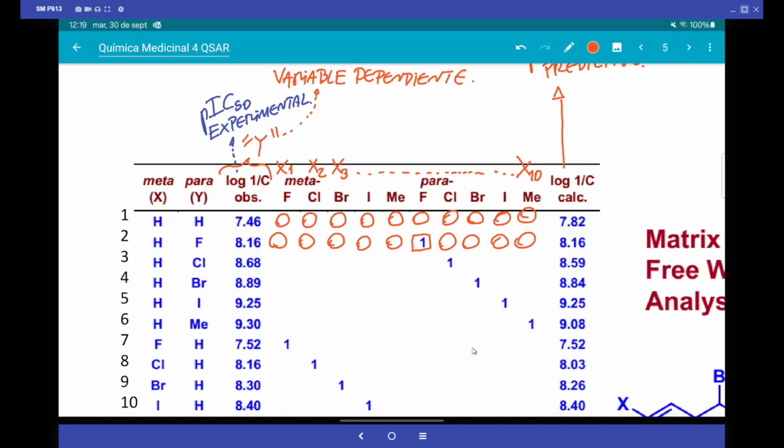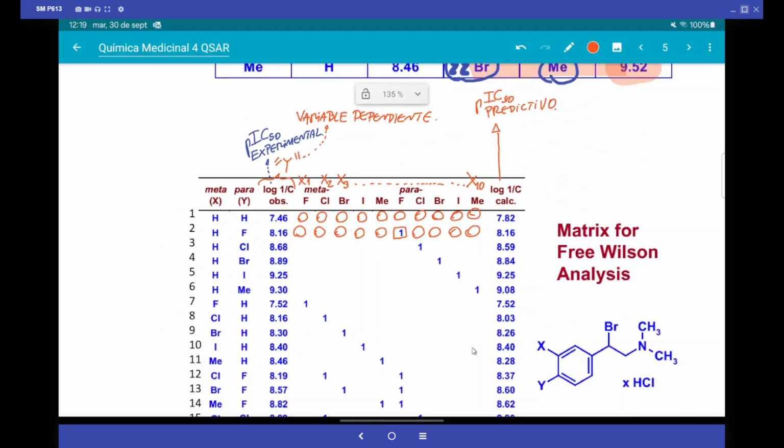Let's see another one. For example, this one here, what happens with this one? It has a methyl in meta and a fluorine. For that, there are 2 ones, but all the rest are going to be zeros. There is no iodine, there is no bromine, there is no chlorine, there is no fluorine in meta. The same for bromine, iodine, methyl. So there we would have the rows of each one. For reasons of visual simplicity the zeros are not put, but I think you are capturing the idea.